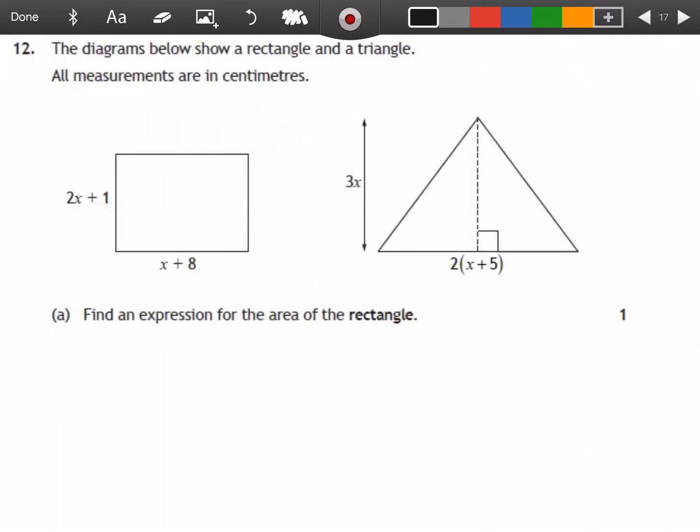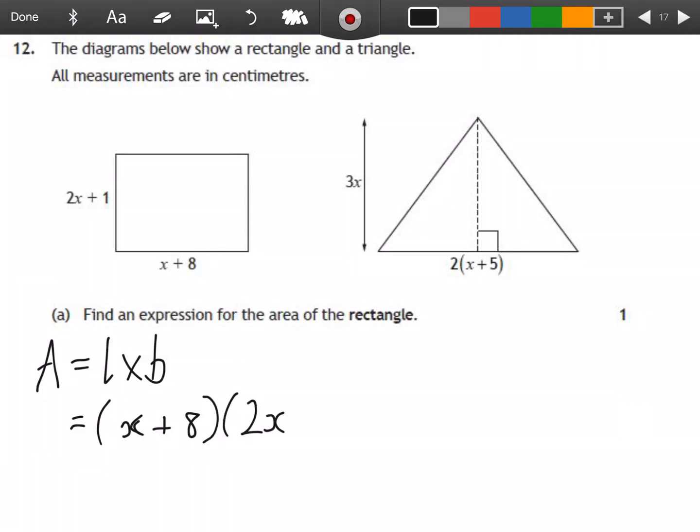Number 12. Let's see, the diagram below shows a rectangle and a triangle. All the measurements are in centimetres. Part 1. Find an expression for the area of the rectangle. Right, the area of a rectangle. How do you work out the area of a rectangle? It's the length times the breadth. So, the length and the breadth, don't worry about which one is which, okay? We'll say it's x plus 8 multiplied by 2x plus 1. It's the area of this one here that we're working out, the rectangle, okay? Find an expression for the area of the rectangle.